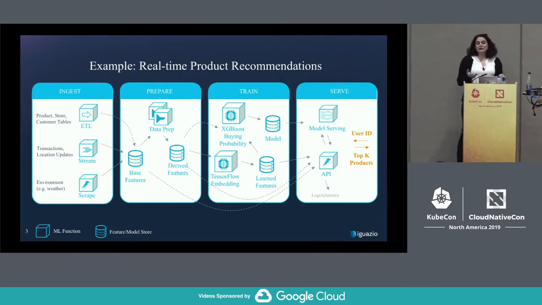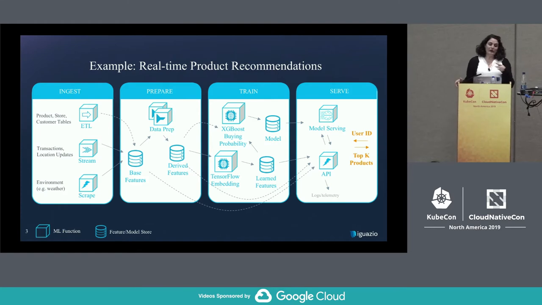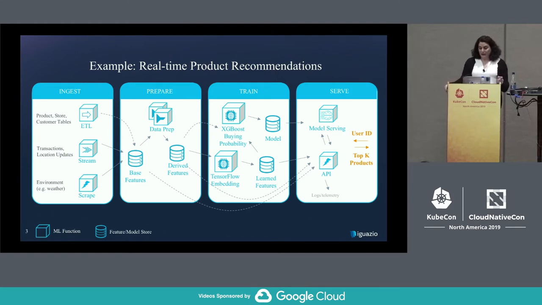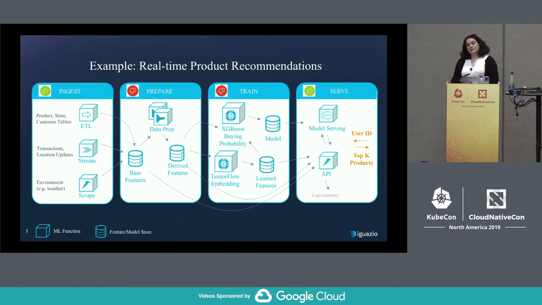So if we look at this quite simple machine learning pipeline example, we see, as usual, there are four stages. There is the ingest, the data preparation, the data training, and the serving. And automation and serverless has tackled the ingest and the serve, and we'll see in a moment how it's being tackled. But the data preparation and the training are not yet handled.